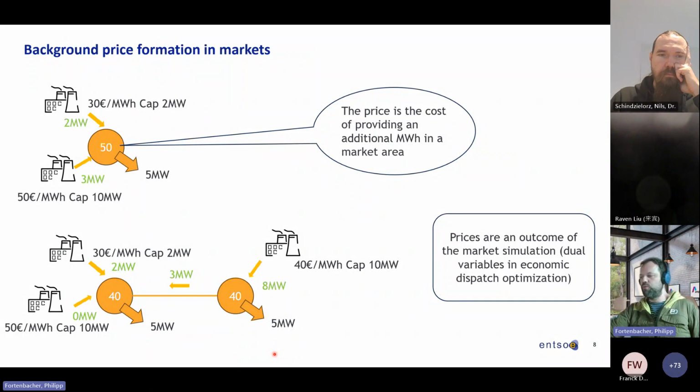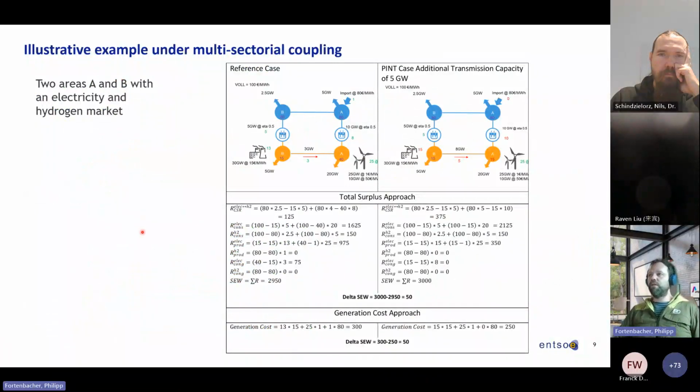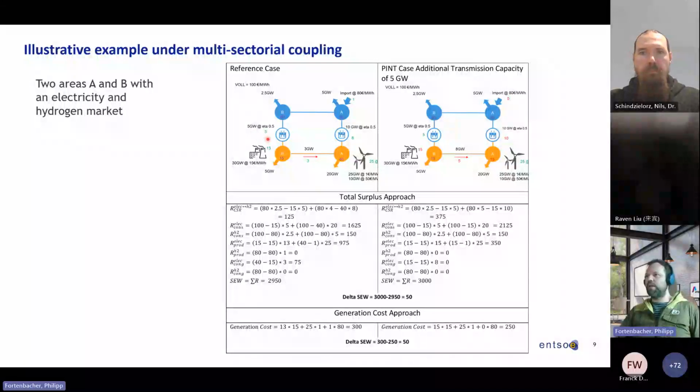So now I will move on to the sectoral coupling. In this illustrative example, we just show how this is going to work under a multi-sectoral setup. We have basically two countries, B and A, and each country has a hydrogen market and an electricity market. These are coupled with an electrolyzer that has a capacity of 5 gigawatt in this example and an efficiency of 0.5. In B, we also have generation, which is 30 gigawatt capacity at a certain price.